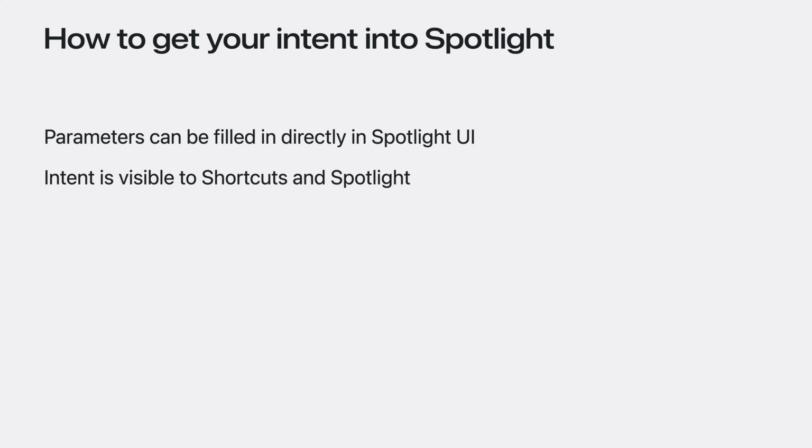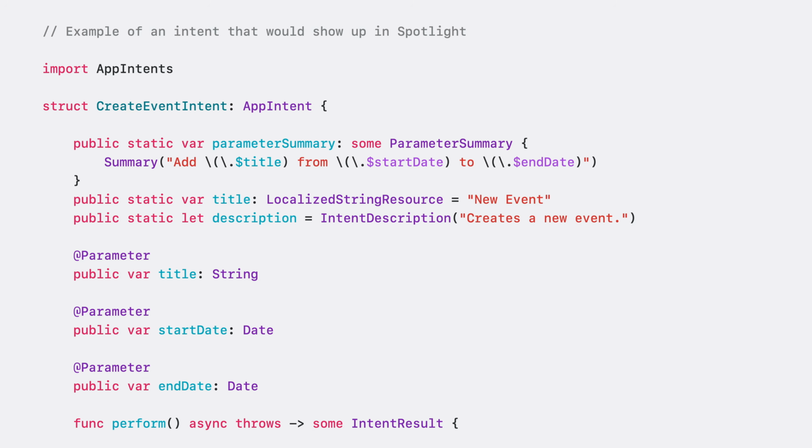Secondly, you'll want to make sure that the intent is not hidden from shortcuts in Spotlight, for example, by setting is discoverable to false or setting assistant only to true in your intent implementation. If you already adopted an intent for widget configuration that doesn't have a perform method, that will also not show up in Spotlight. Let's take a look at a few examples.